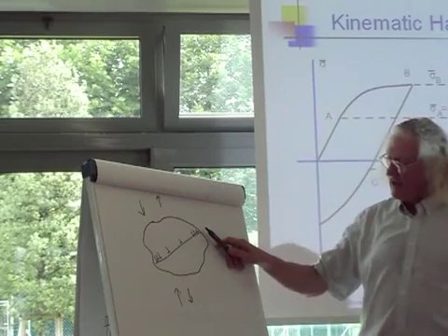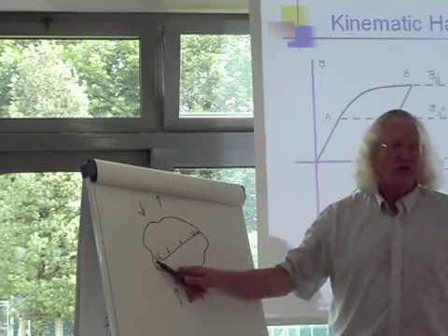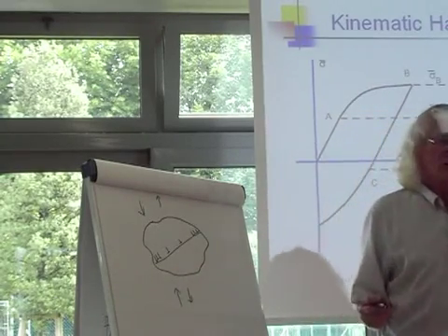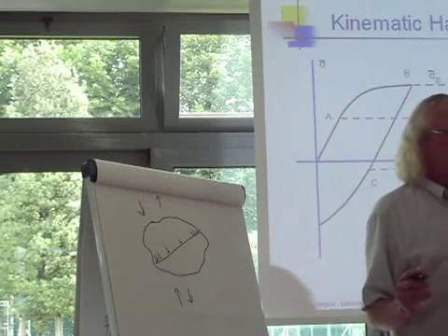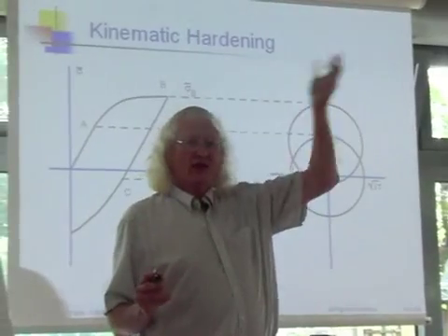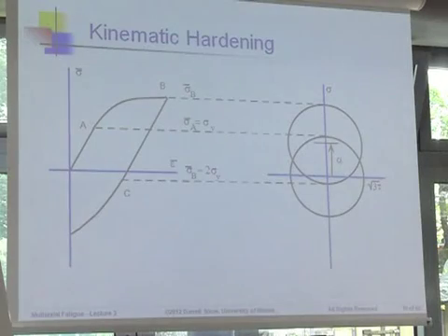And then, I could load it in the other direction, and all these would move all the way across to the other side. So the range of elastic material, the range of elastic deformation, is always 2 times the yield strength. Because I have the range in tension and the range in compression. Okay? Now what happens with plastic deformation?